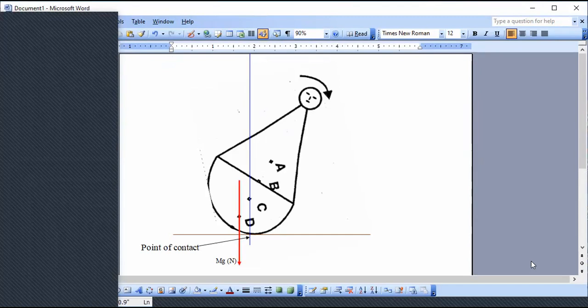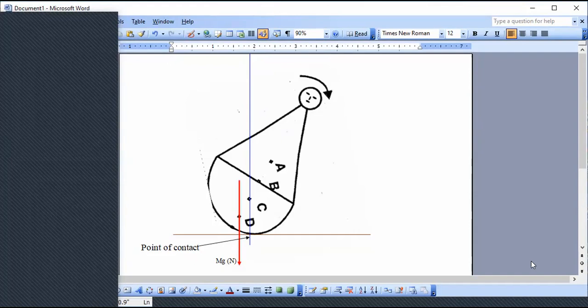The weight force (mg) will rotate the object and keep the object always in the vertical position. Right? So that's how we identify the center of gravity.